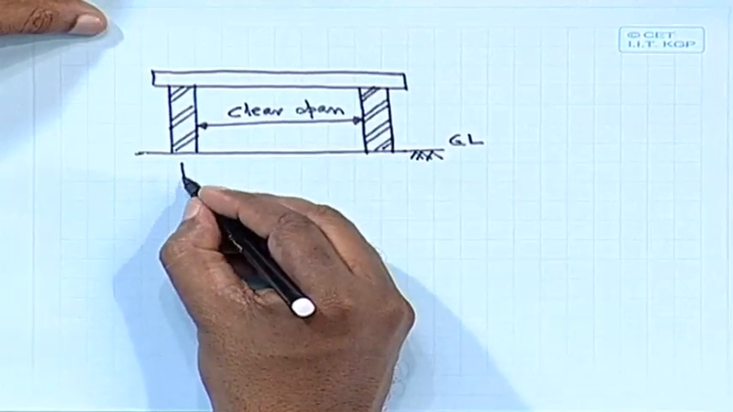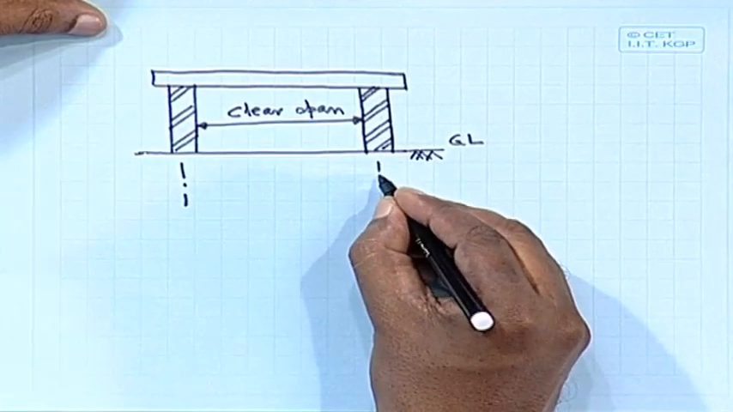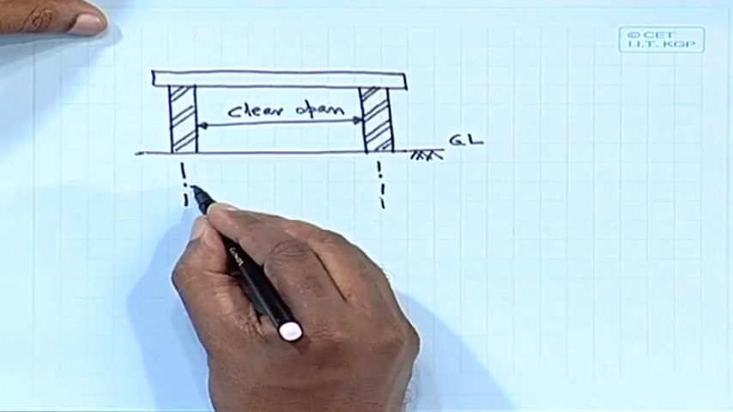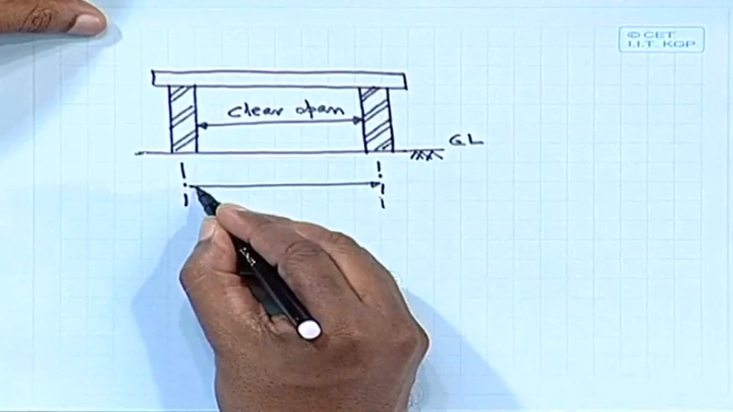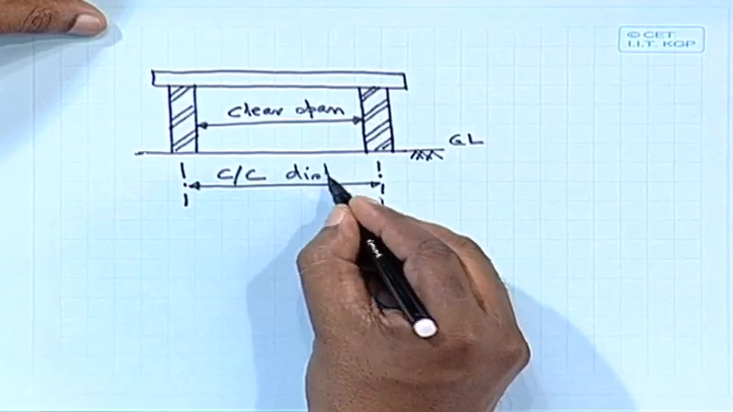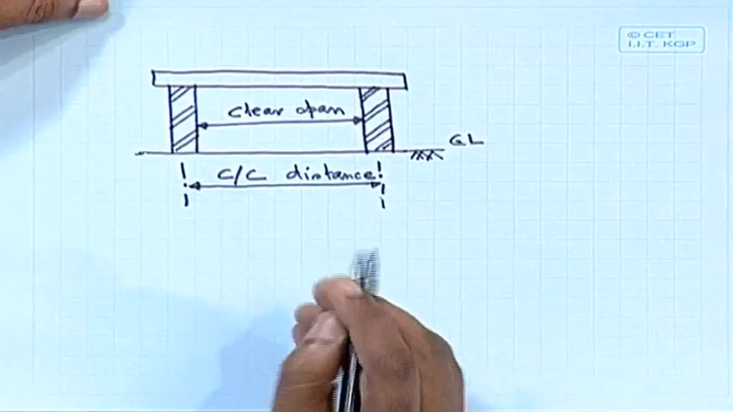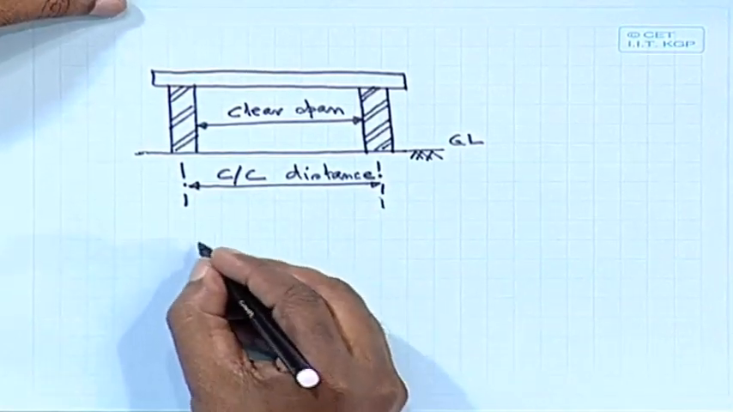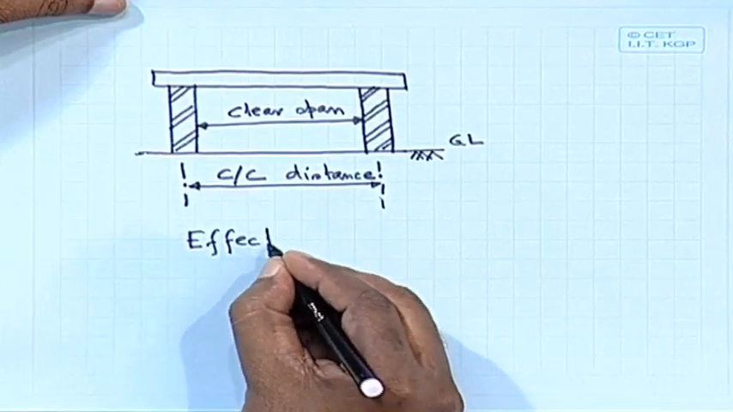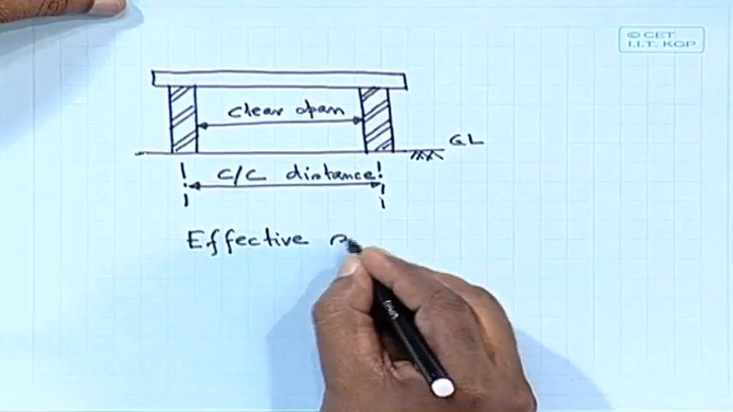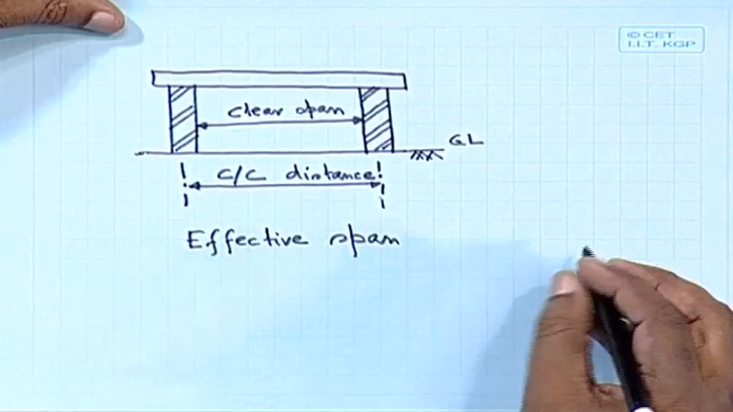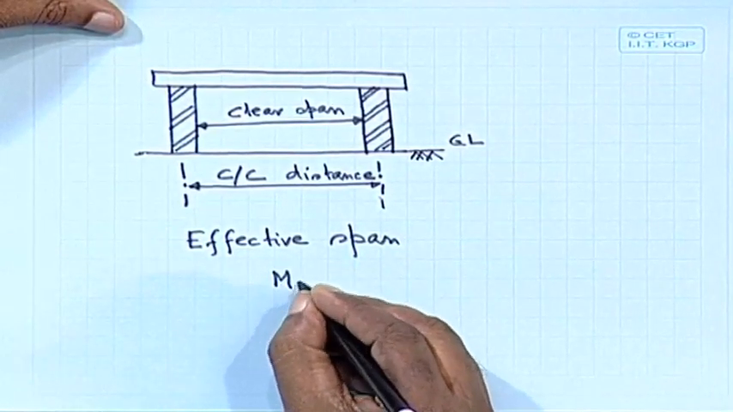And let us say this is the center line of the supports, here this is a masonry wall or brick wall. This is called the center to center distance. But this is not the effective span. Our interest here is to find out the effective span, like effective depth, here also we consider the effective span. Where do we have to use this effective span? We have to use it to calculate moment.